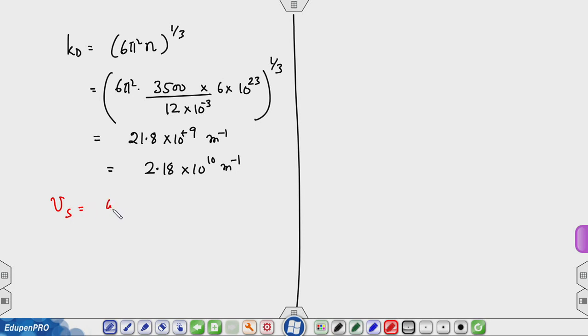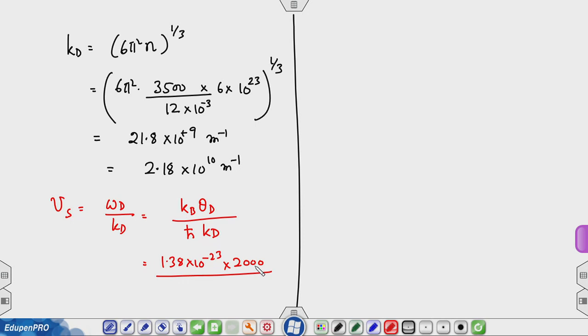And therefore v_sound is going to be omega_D divided by k_D, which is equal to k_B theta_D, the energy related to Debye temperature, divided by h cross, over k_D. You plug in the numbers: 1.38 times 10 raised to minus 23 times 2000 divided by h cross, which is roughly 10 raised to minus 34, and k_D we have calculated to be 2.2 times 10 raised to 10, and this comes out to be 1.26 times 10 raised to 4 meters per second. That's the speed of sound in diamond. So you see, all these things are related to each other, and the Debye approximation we know works pretty well at low temperatures, so you can take these numbers seriously.